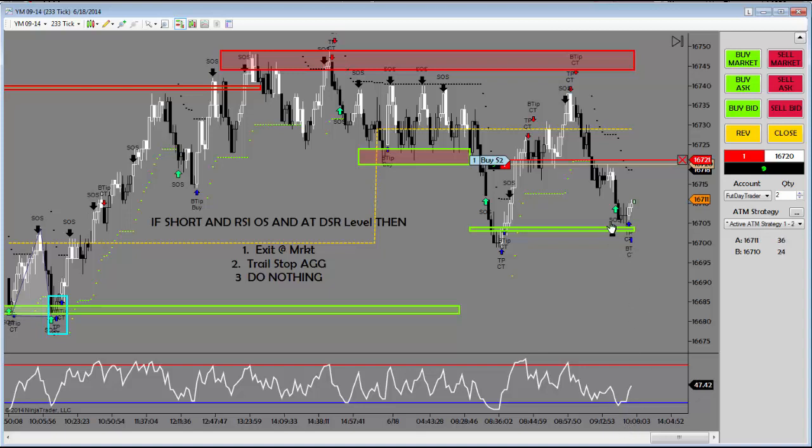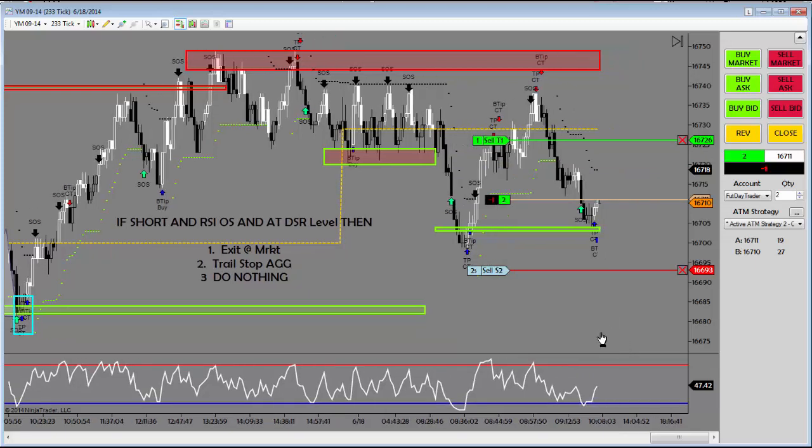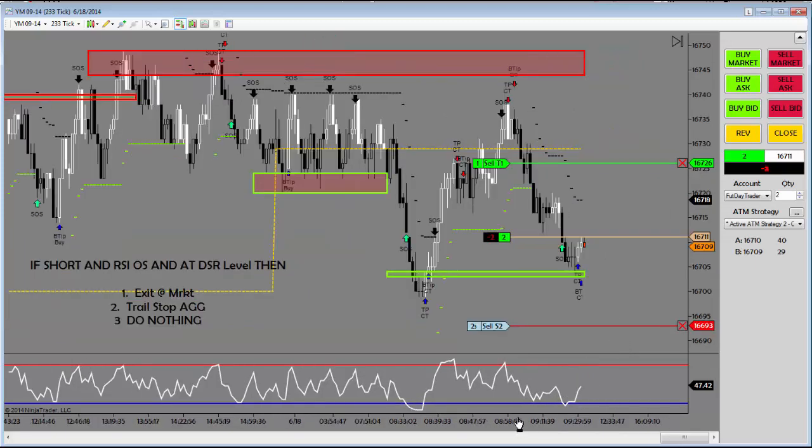If I trade the cluster 3, which just set up right here, then I could reverse the position. So let's do that. So we made 9 ticks and now we reversed. What's the signal that we just used to get long? RSI oversold, SOS1, turning point black tip, there's a cluster 3 buy. We're at a DSR level.